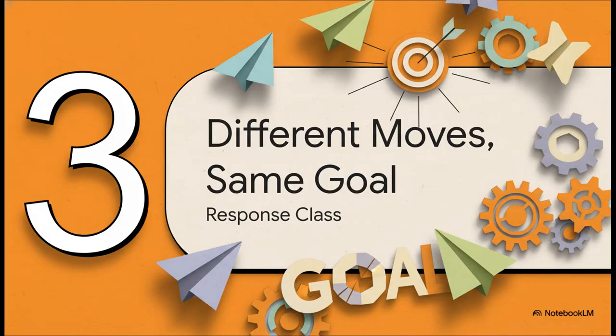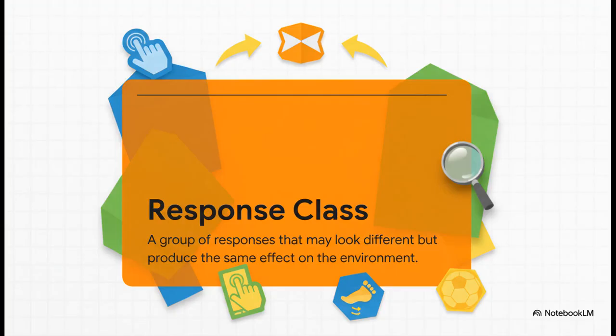Now we get to the third concept, and this is where things get really powerful. What happens when you have a bunch of different, individual responses that all achieve the exact same thing? That's where we shift from looking at the form of an action, what it looks like, to its function, what it does. And this is what we call a response class. So a response class is a group of different responses that all serve the same purpose. The key thing to remember here isn't what the actions look like, it's what they do. They all produce the same outcome. They all create the same change in the environment.